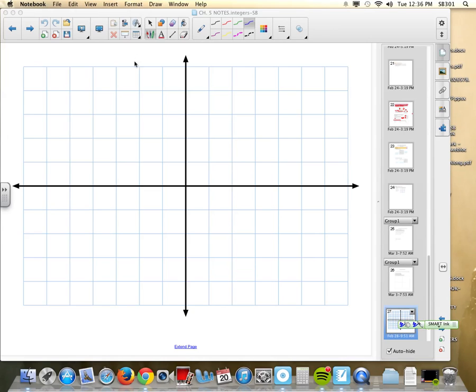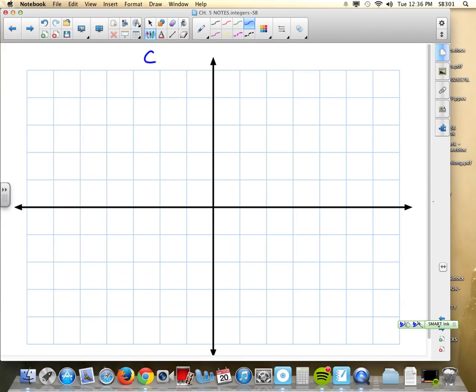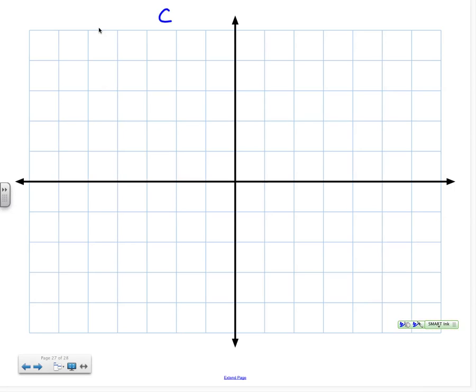Let's go ahead and label our graph here, the coordinate plane. And as we're going through this lesson, you're going to be labeling it and learning some vocabulary words. Let's start with coordinate plane.